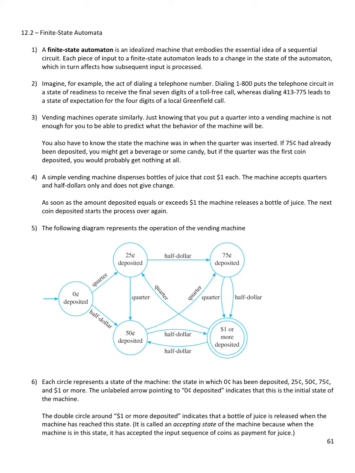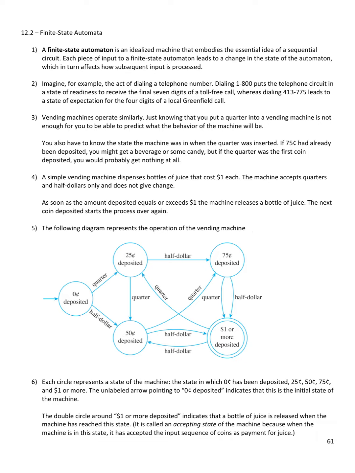A simple vending machine dispenses bottles of juice that cost $1 each. The machine accepts quarters and half dollars only and does not give change. As soon as the amount deposited equals or exceeds $1, the machine releases a bottle of juice, and the next coin deposited starts the process over again. So the following diagram represents the operation of the vending machine.